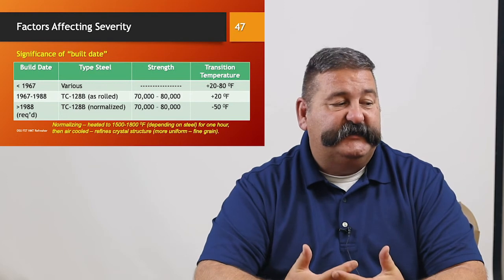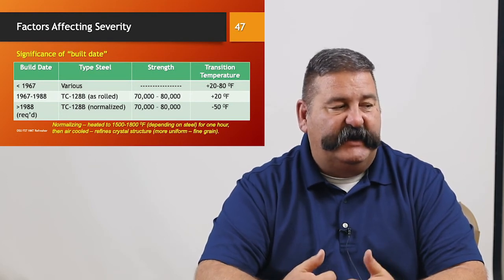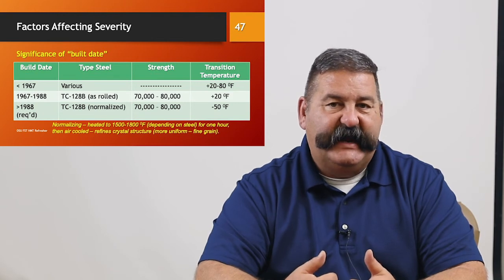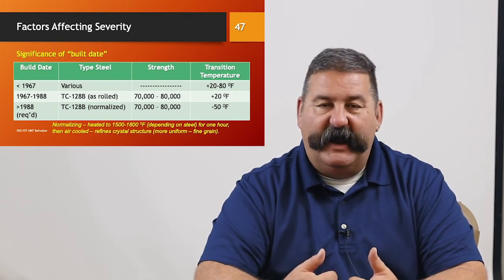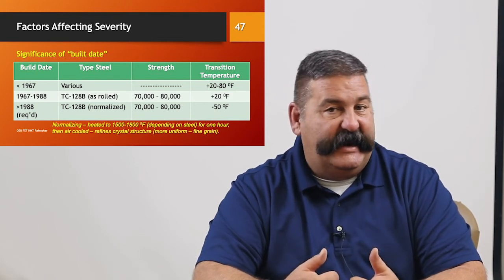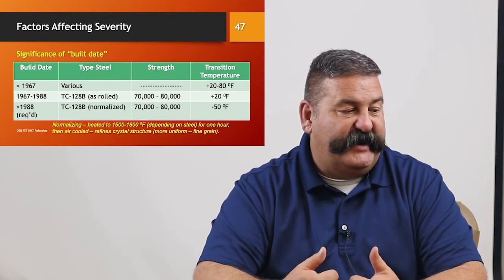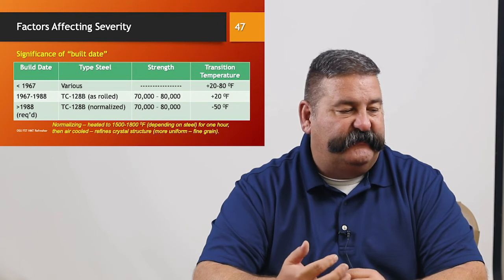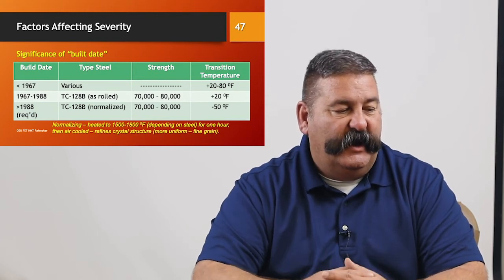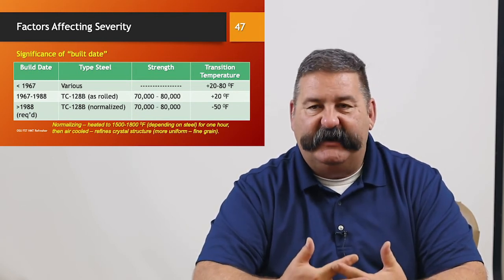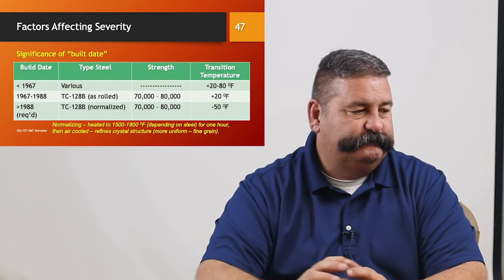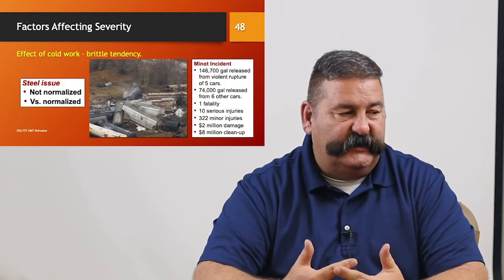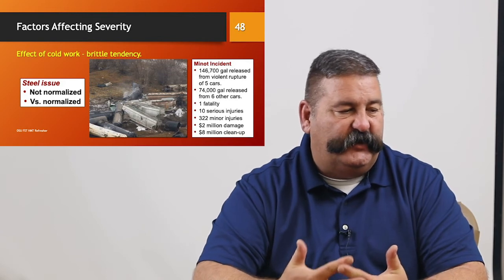Understanding when this metal was made, this isn't getting to be as much of a problem anymore, because most of the metals that we're seeing out there in most of the tanks in hazmat are a lot newer than 1988. Everything that's been made after 1988 is heated, held for up to an hour, and then cooled. This allows that metal to be a little more ductile. How does cold work come into play? Is it brittle or not?